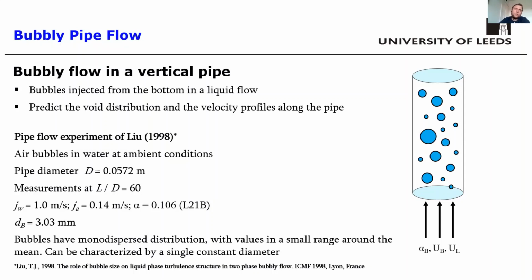That means we don't really need to characterize the full spectrum of the bubble diameter, but we can represent that population with a single constant bubble diameter. And we will see later on what this means when that's not possible for the boiling flow case.